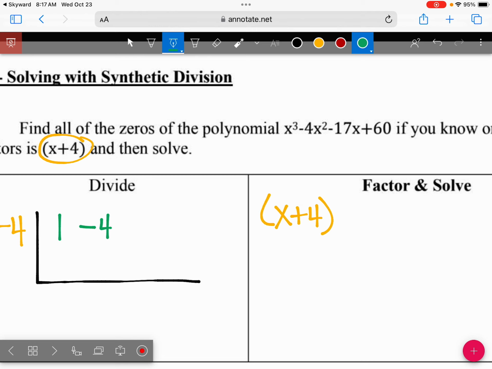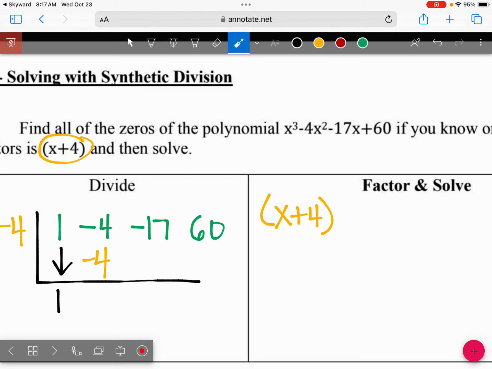So +1, -4, what else? -17 and +60. You always drop down the first number. That first number, we don't do anything with the first number. We just bring it down. And then we multiply that number by -4. So when you take this 1 and multiply it by -4, 1 times -4 is -4.